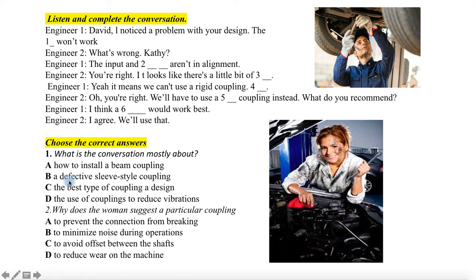David, I noticed a problem with your design. This coupling won't work. What's wrong, Kathy? The input and output shafts aren't in alignment. You're right. It looks like there's a little bit of offset. Yeah, it means we can't use a rigid coupling. It'll break. Oh, you're right. We'll have to use a flexible coupling instead. What do you recommend? I think a beam coupling would work best. I agree. We'll use that.